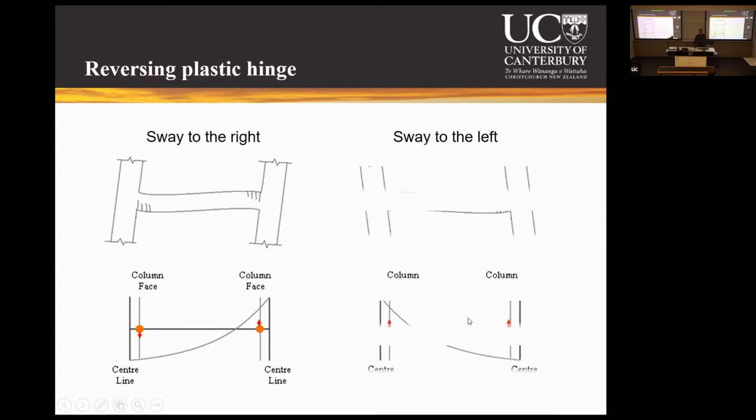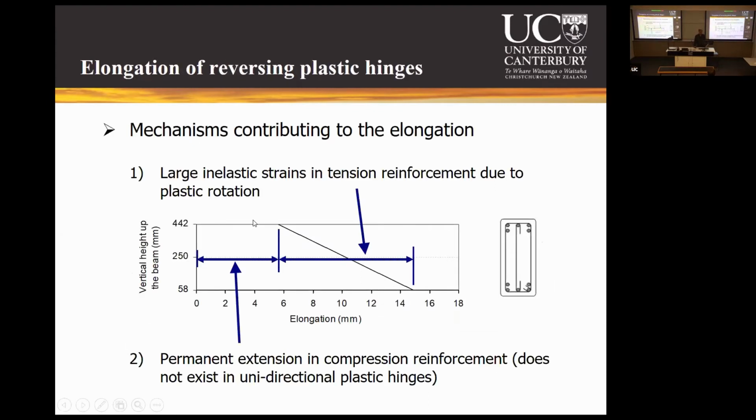So whether you sway it to the right or left, you will get the hinging at the same location. So at each location, you have got yielding of top bars as well as bottom bars, right? So both sides. And that means the compression bars, when in the next cycle they are subjected to inelastic tensile strain, don't come back fully. So in this case you can see the major difference compared to the previous one: a permanent extension in compression reinforcement on top of what we saw in the unidirectional plastic hinge. So that is the distinct difference between these two.